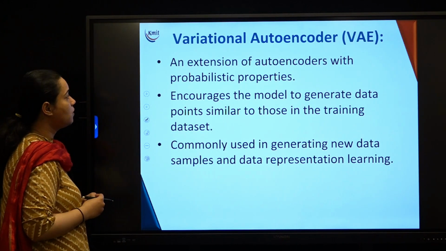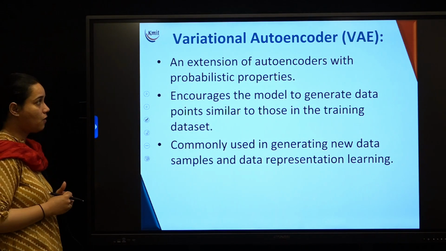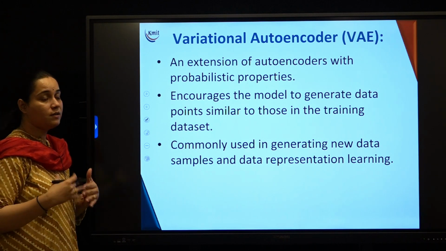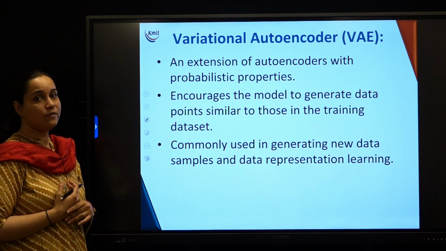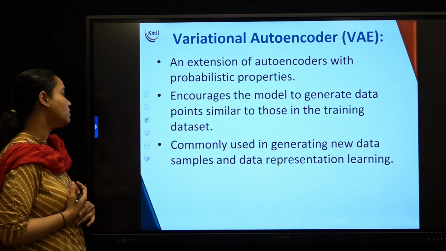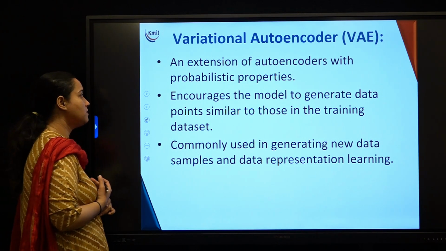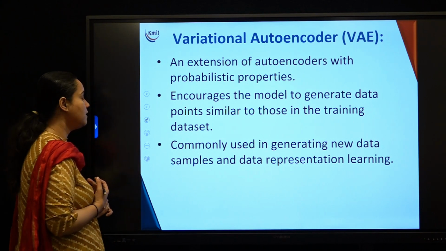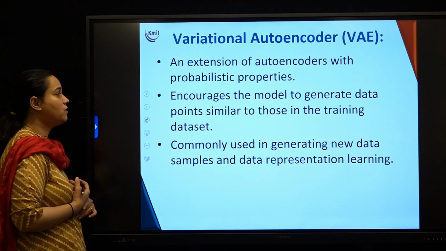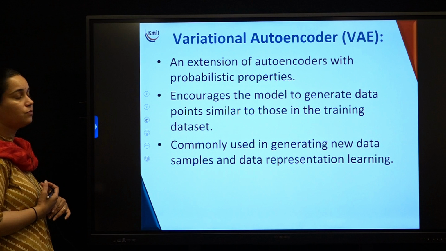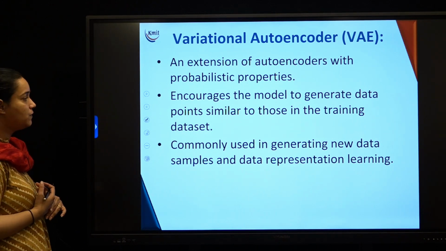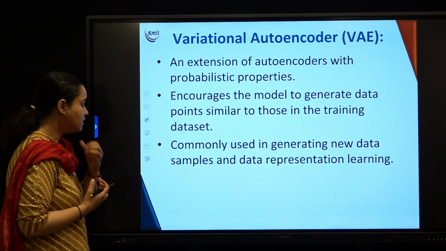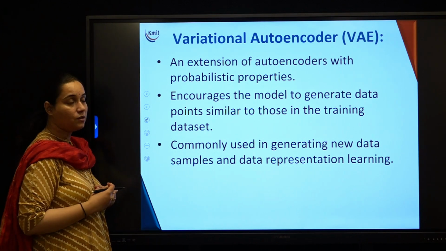Next is the variational autoencoder, which is an extension of the autoencoder. But what is the extension like? It has a probabilistic approach in VAE, the variational autoencoder. So an extension of the autoencoder with probabilistic properties is VAE. It encourages the model to generate data points similar to those in the training data set. Basically, VAE is useful in generating new data samples and data representation learning.